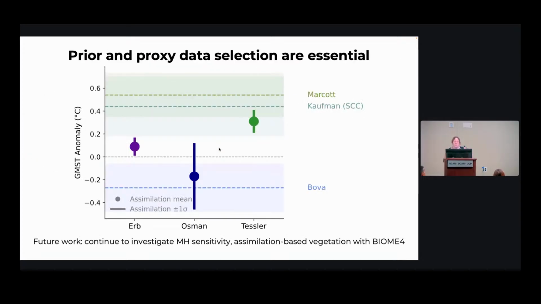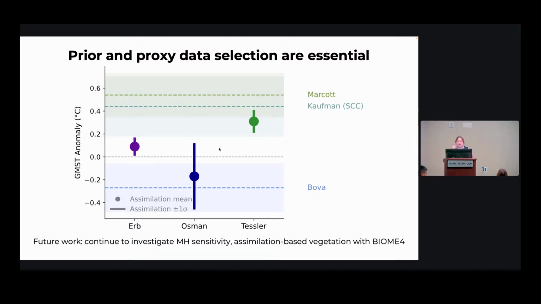So we can get to the end of this talk here, and we can see that my data assimilation global mean surface temperature anomaly approaches the warmth of these two proxy compilations. You maybe can see the range of the Marcott and Kaufman standard deviations here, but it is within the range of both of them, which is great.